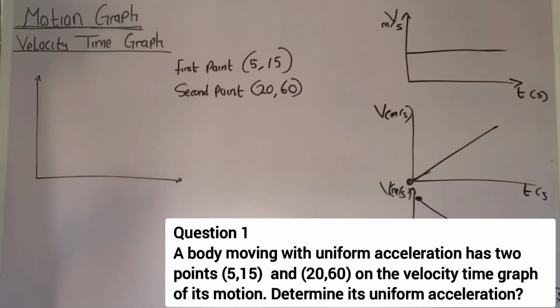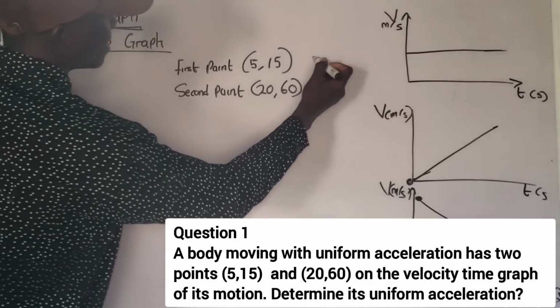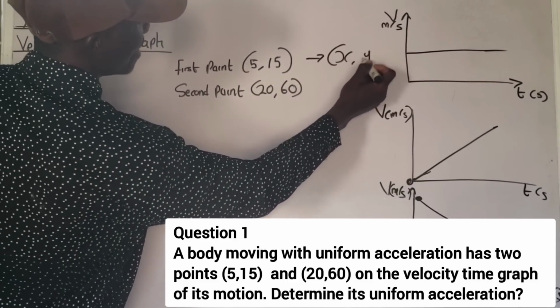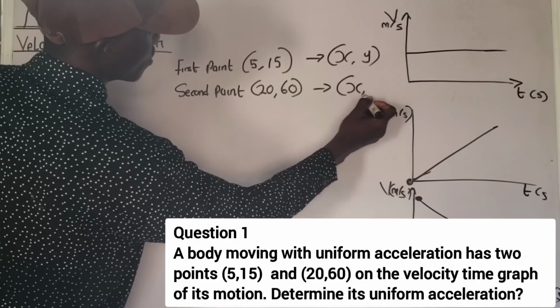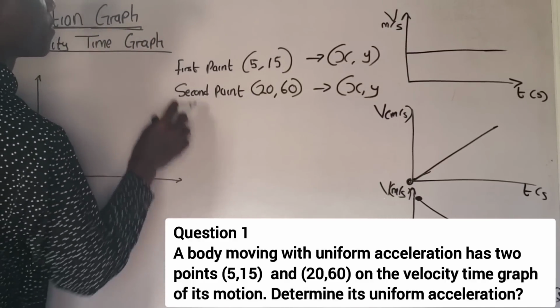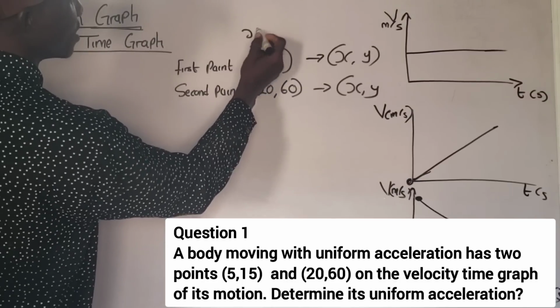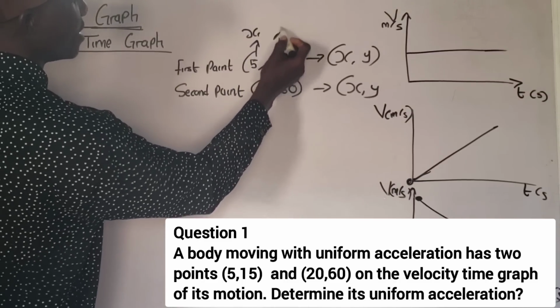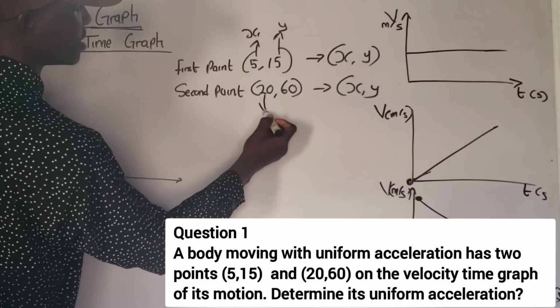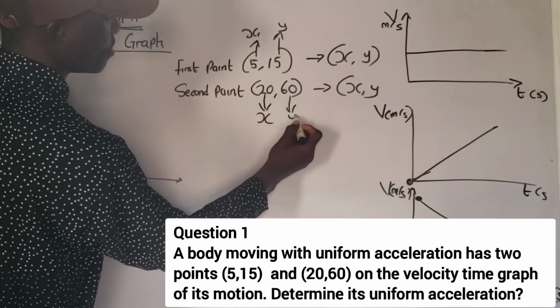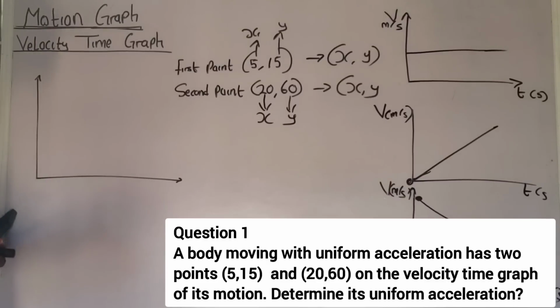I'm very sure you learned about coordinate geometry. At every point we always have x, y. For the first point, this is x1 and this is y1. For the second point, this is x2 and this is y2, because on every point on the graph we always have x, y. Do you understand?